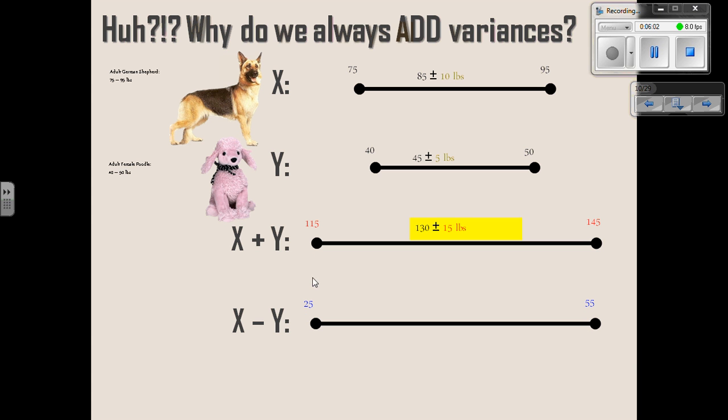So the range that I get is anywhere from 25 to 55 for the difference, which is 40 plus or minus 15 pounds. So even though I subtracted the weights, my variance still ended up being 10 plus 5, which is 15. So when you are adding or subtracting two different things, you're still going to have an increased variance no matter what. So that is why.